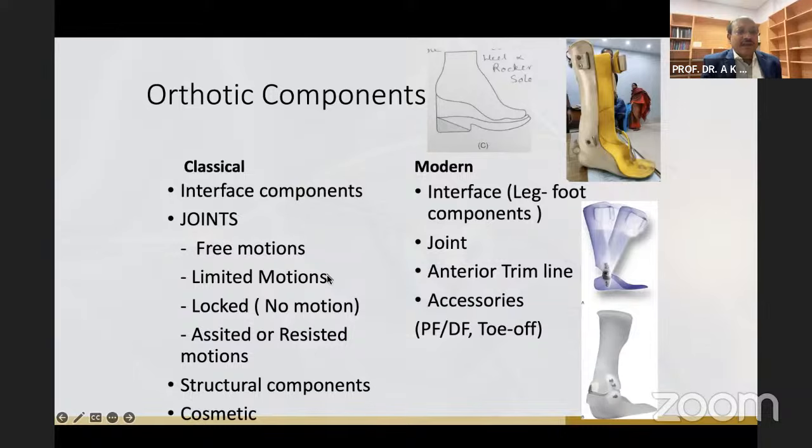That means ankle joints with foot drop stop. Or we can use the assisted one, that is, ankle motion with foot drop stop with assisted dorsiflexion, where some dorsiflexion may be allowed. Okay. Lock: if we don't want to give any joint motions, suppose it is very painful, we can use the joint but lock it, so that means no motion. Or we can use the orthosis without any joints. So it may be free motion joints, limited motion joints, locked joints, assisted or resisted motion joints.